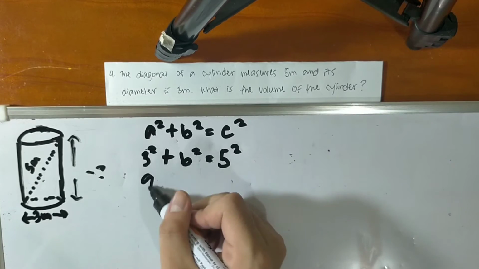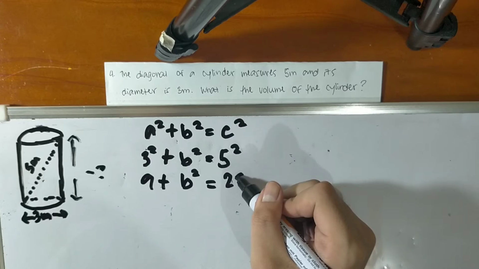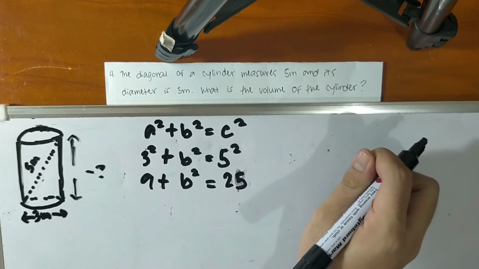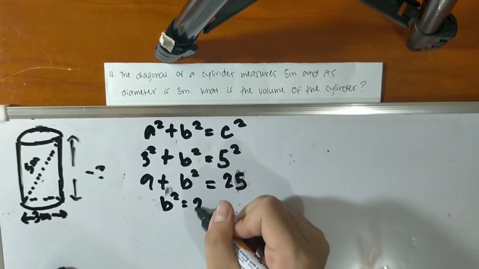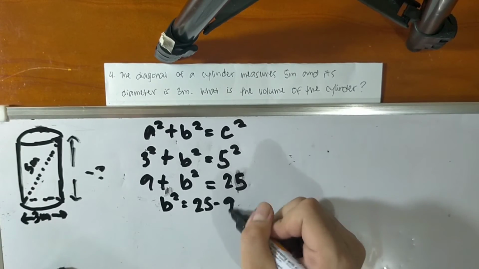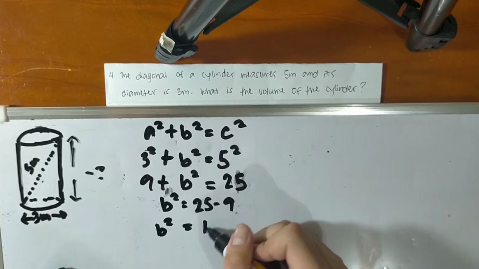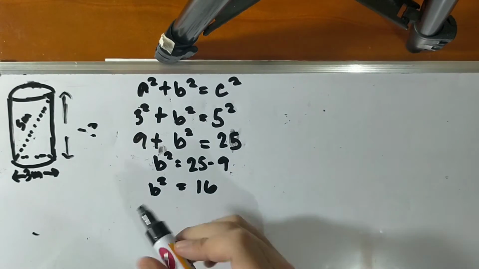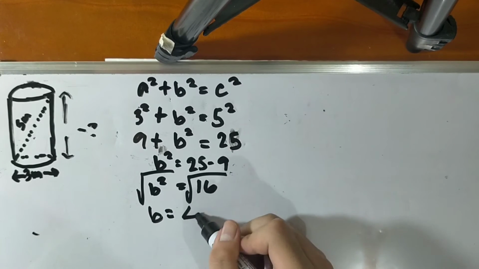Then 3 squared equals 9, and 5 squared equals 25. After that, I move the 9 to the right side, so it will be b squared equals 25 minus 9. It results in b squared equals 16. Then I get the square root, so b equals 4. And now we have the height of 4 meters.